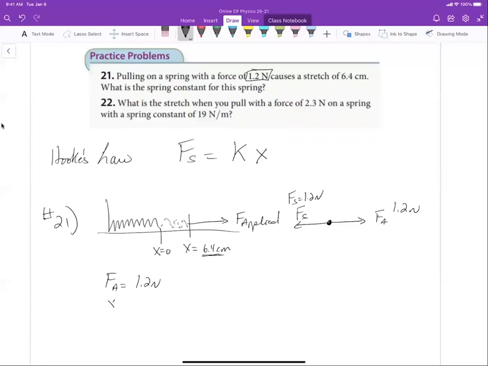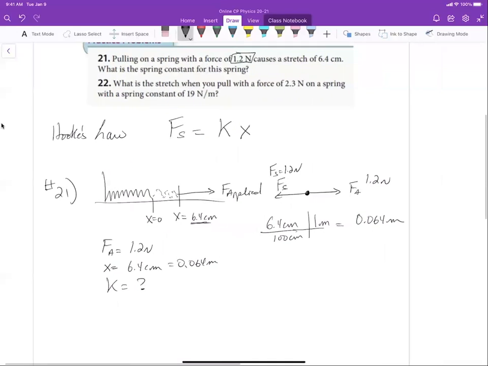And we know that the distance that it was stretched was 6.4 centimeters. I got to convert that to meters. 100 centimeters is equal to 1 meter, so it's 0.064 meters. I want to know what the K constant is. Okay, so what is K?